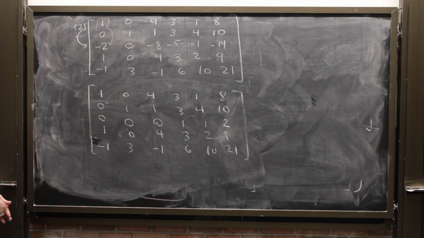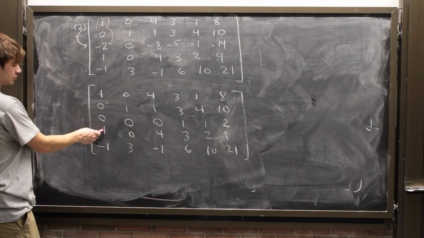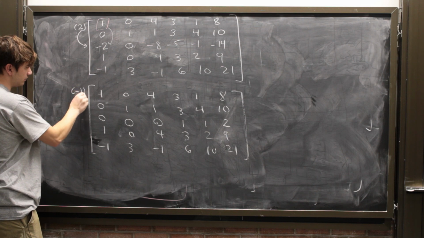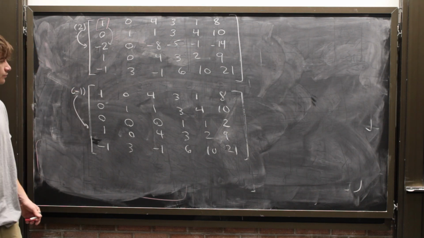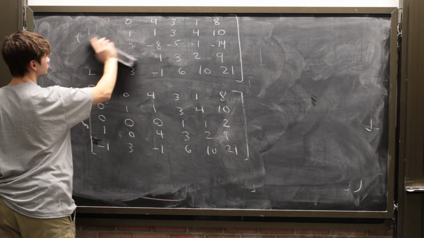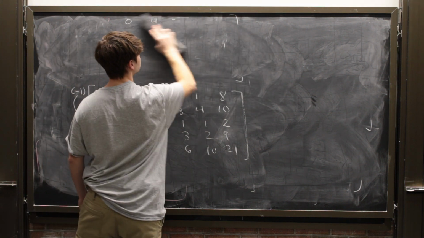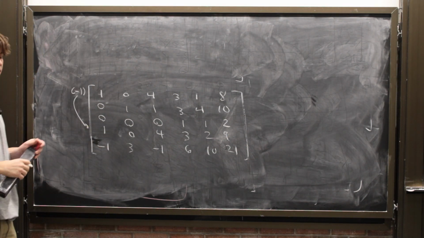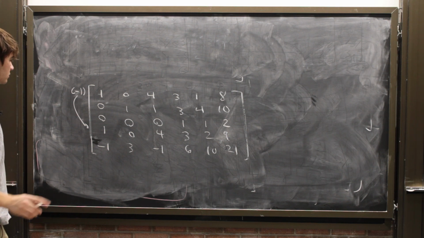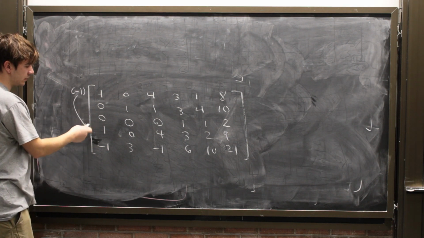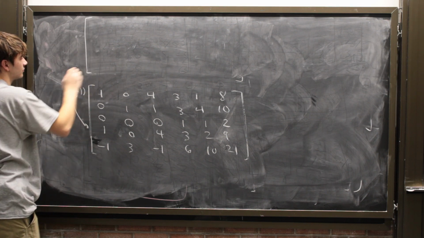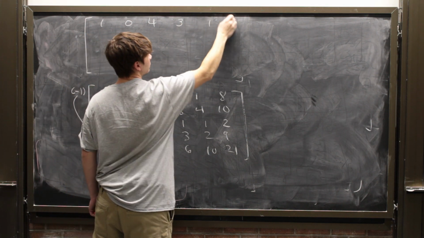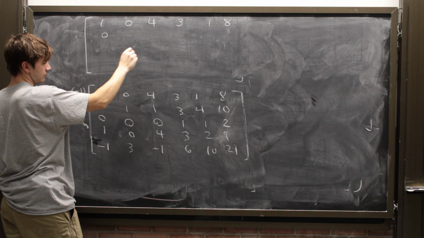Okay. Now I'm going to get rid of this one. So that amounts to multiplying this row by -1 and adding it in. Now, instead of rewriting the matrix, let me just go ahead and... actually, no, I'll rewrite the matrix. 4, 3, 1, 8, 0.